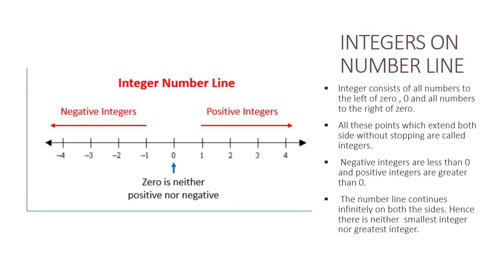Integer consists of all numbers to the left of 0, 0, and all numbers to the right of 0, as I've earlier told. So on the number line, all the numbers to the right of 0, 0, and all numbers to the left of 0, collectively they form the integer family. The number line continues infinitely on both sides. Hence, there is neither smallest integer nor greatest integer.